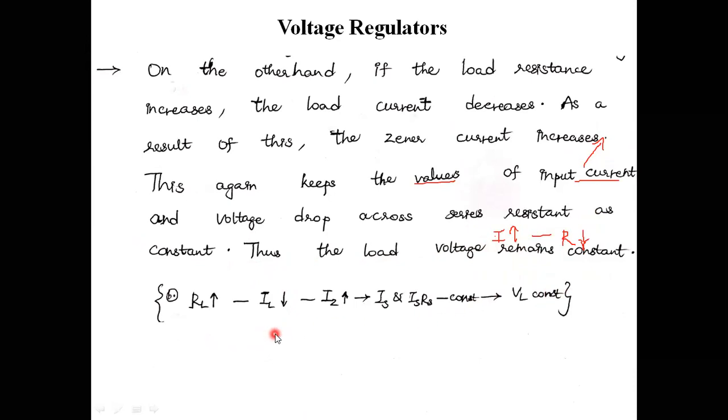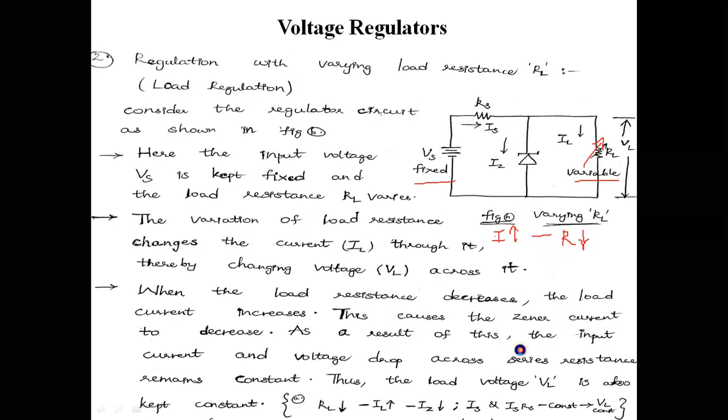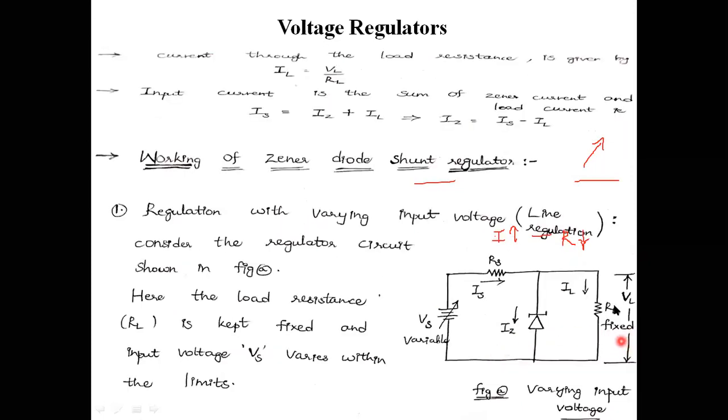RL increases, IL decreases, IZ increases. If IZ increases, indirectly IS also has a high value. IS and RS give this voltage drop, and IS increases. Therefore, the drop across this resistance, that is ISRS, is constant. Therefore, the output voltage is also constant, that is VL is constant. In this way, by varying the input voltage, the output voltage is maintained constant. By varying this input voltage, the output is maintained as constant output voltage. That process is known as line regulation.